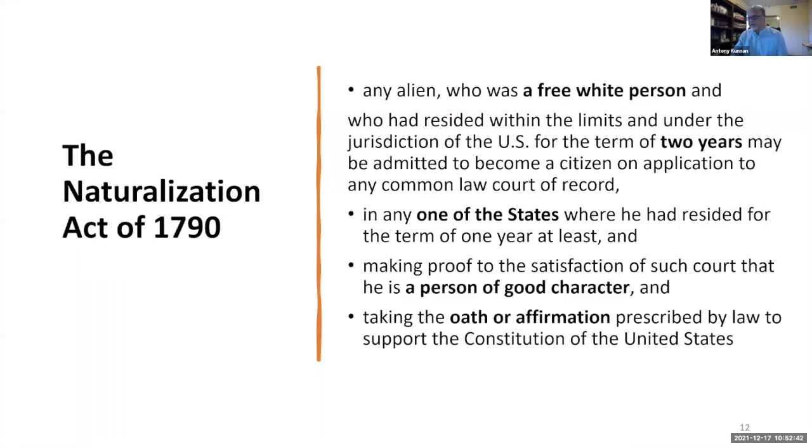So in 1790, we have the Naturalization Act, which stated that any alien who was a free white person and who had resided within the limits and under the jurisdiction of the United States for a term of 2 years may be admitted to become a citizen on application to any common law court of record in any one of the states where he had resided for a term of 1 year, making proof to the satisfaction of the court that he's a person of good character and taking the oath of affirmation prescribed by law to support the Constitution of the United States.